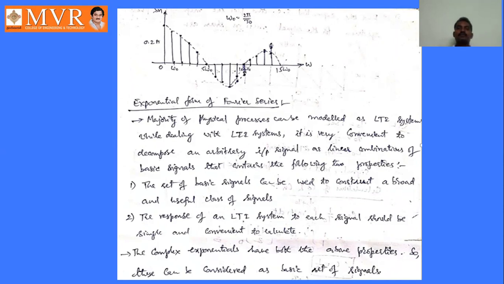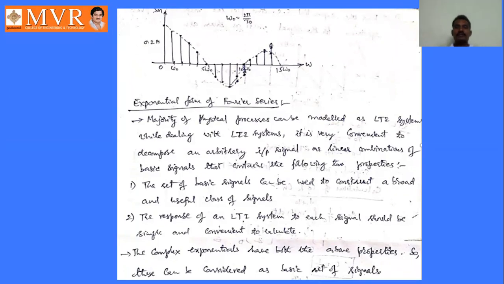So first, the basic signals should construct a broad and useful class of signals, and second, the response of the LTI system to each signal should be simple and convenient to calculate. Here the complex exponentials have both the above properties. So complex exponentials, here this is the exponential form of Fourier series. Exponentials means e power x.